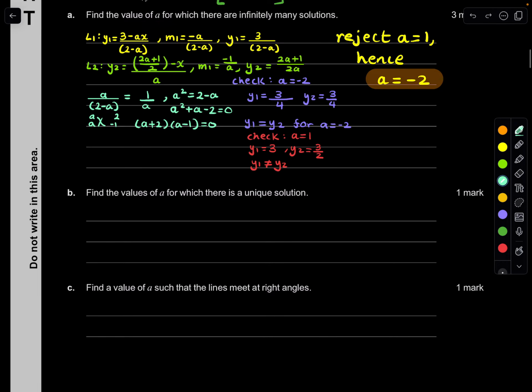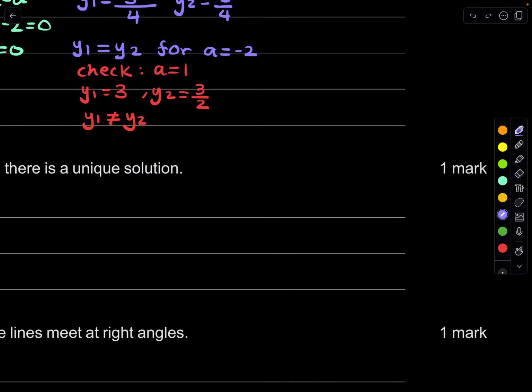Let's do the next question. B. Find the values, look at the word values, of A for which there is a unique solution. Unique solution means they basically cross once. Now let's look at the conditions for them to have a unique solution. So this is line 1. And this is line 2. For them to always basically cross each other for a unique solution, their gradients must never be equal to each other. Never. That's the condition.